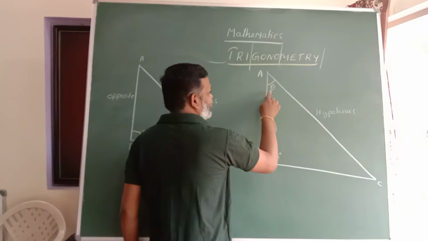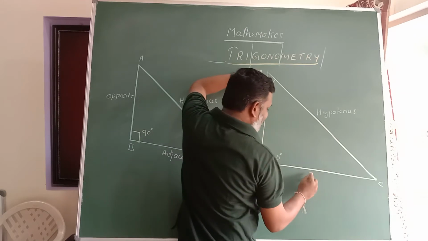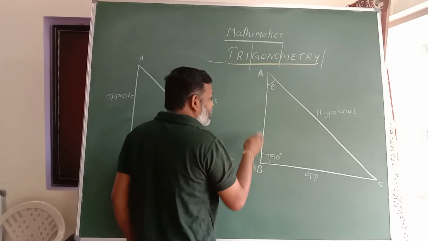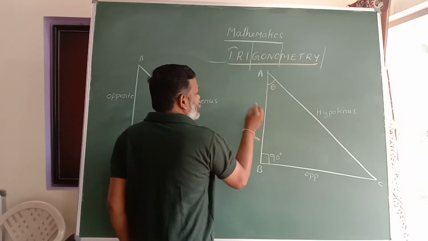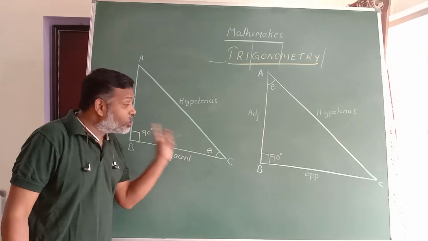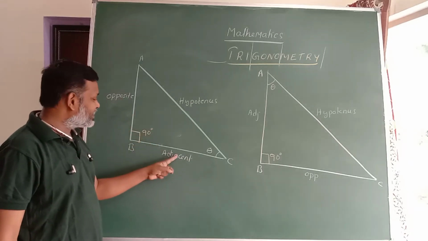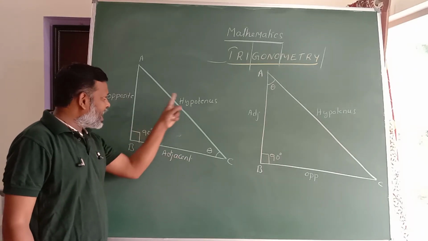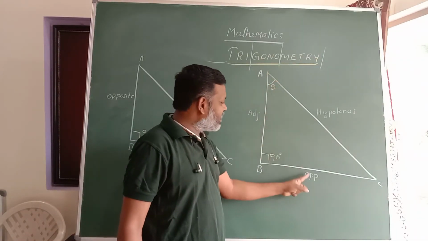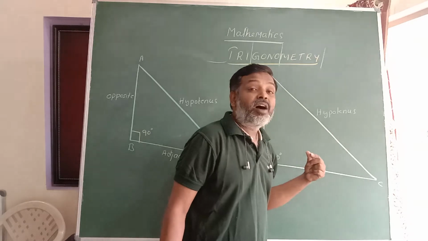Hypotenuse side. Now let us know that this theta is an acute angle. The side opposite to this acute angle is BC. Now it becomes the opposite side. And the side which is adjacent to the acute angle becomes the adjacent side. So the sides of a right angle triangle depend upon the acute angle theta which we take. If C is an acute angle here, then this side is opposite, this side is adjacent, and the side opposite to 90 degrees is called the hypotenuse. Now, if you treat A as the acute angle, this side becomes the opposite side and this side becomes the adjacent side, and this side always defines the hypotenuse.